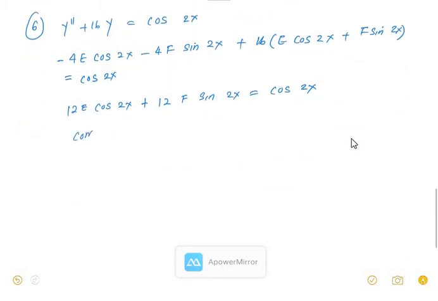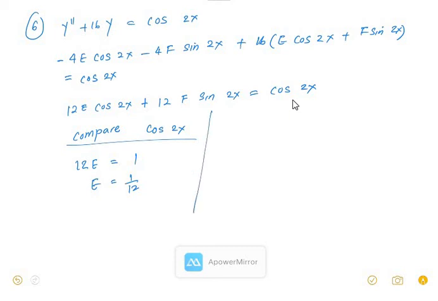So you compare the coefficient of the cos 2x, you get 12e equal to 1. On the left hand side you have 12e, and for the right hand side you have only 1. So e equal to 1 over 12. And then you compare for the sine 2x. At the left hand side, you have 12f. At the right hand side is 0. So f equal to 0.